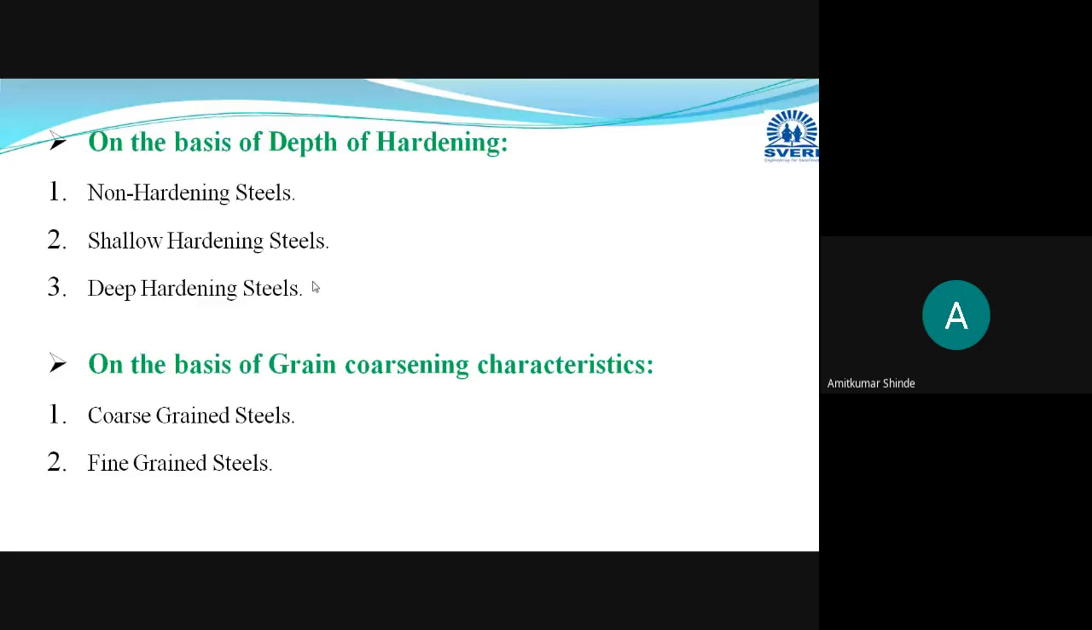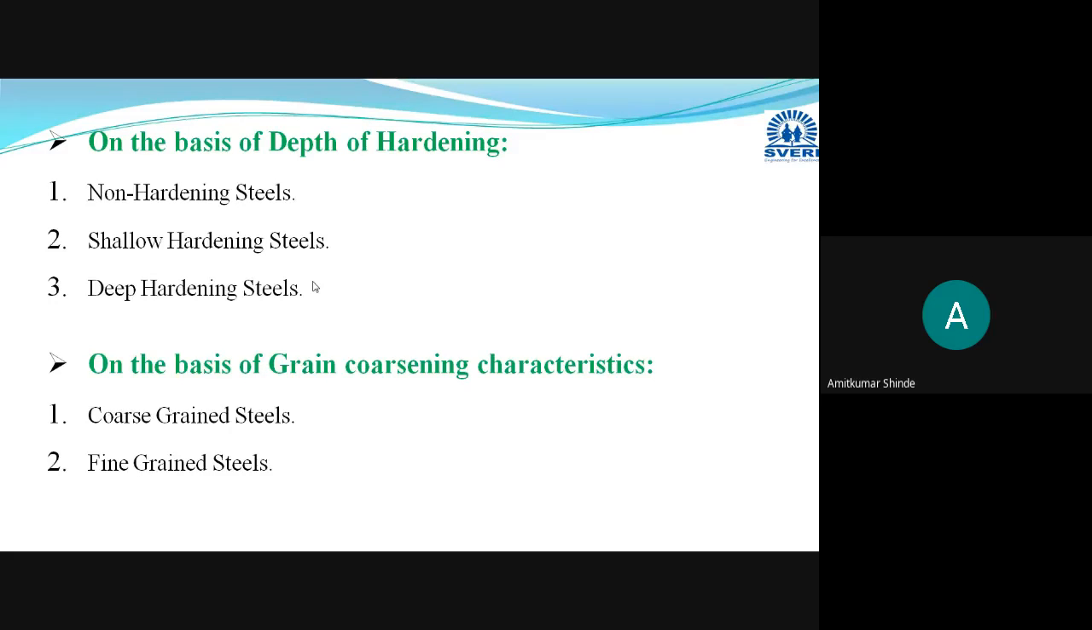Then the next type is fine grain steels. But what happens in fine grain steel? Suppose you have increased the temperature up to 200 degrees Celsius, then its grain size will be constant. At 300, again the grain size will be constant. At 400, again constant. In this way, when you reach higher temperature ranges, at 900 degrees Celsius or above 1000 degrees Celsius, then the grain size will start changing. That type of steel will be termed fine grained steels.